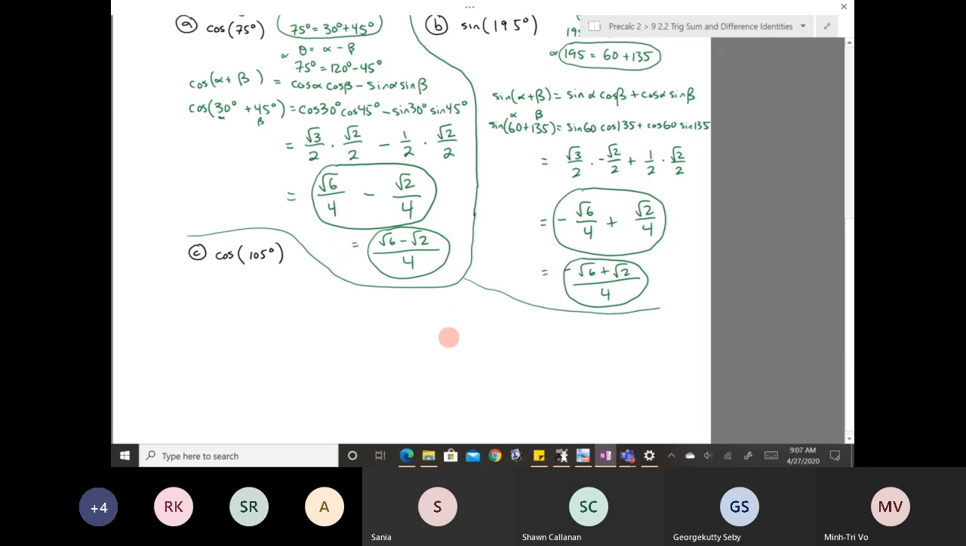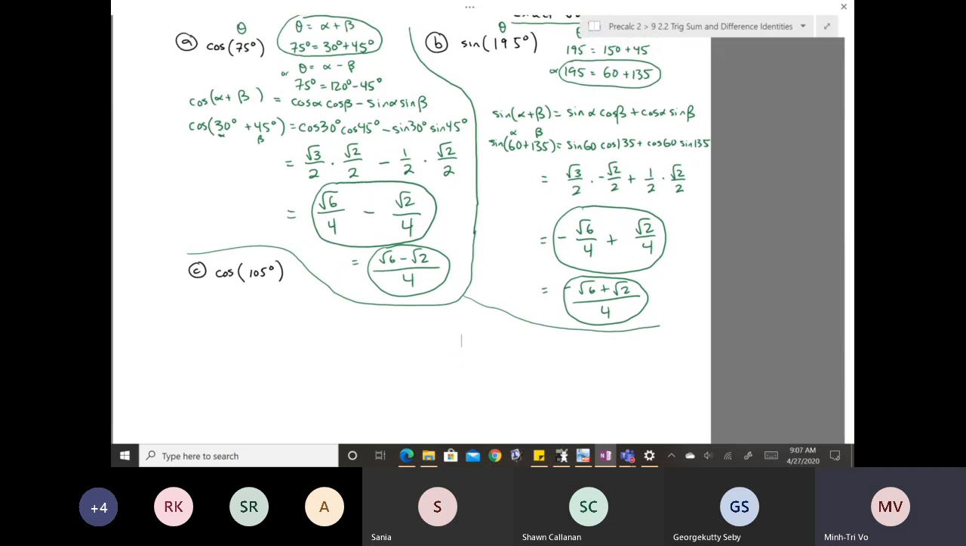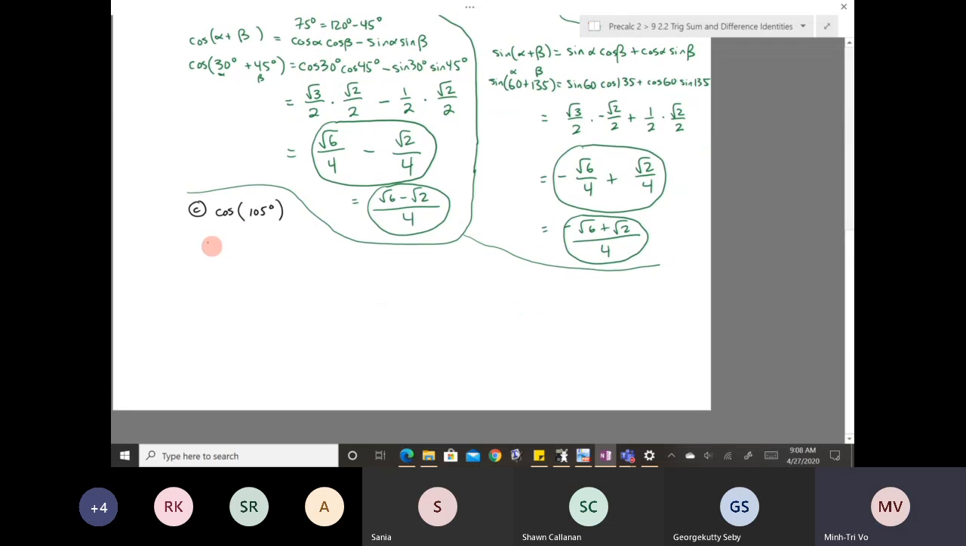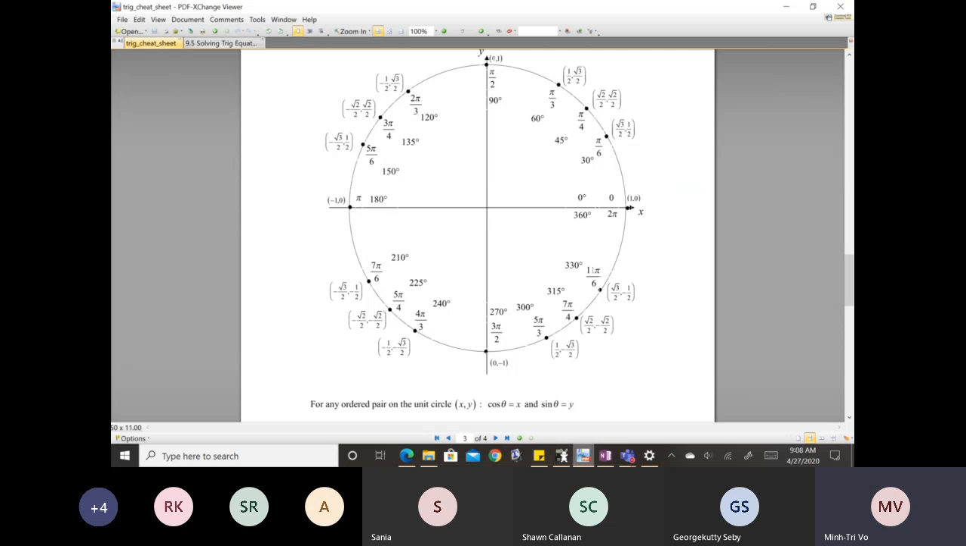Okay, so example C is again similar, but now let's try to do it as a difference instead of a sum. But again, it doesn't really matter which way we do it. So 105. Let's try to do it as a difference. I can do it as 135 minus 30.